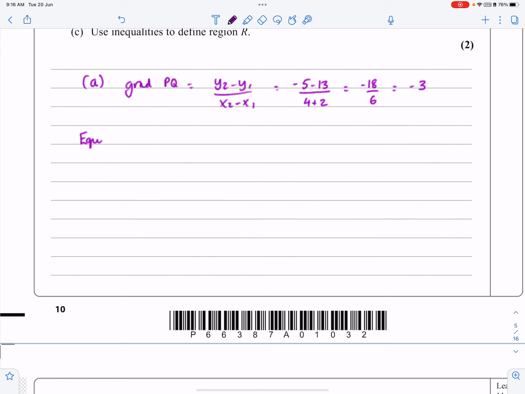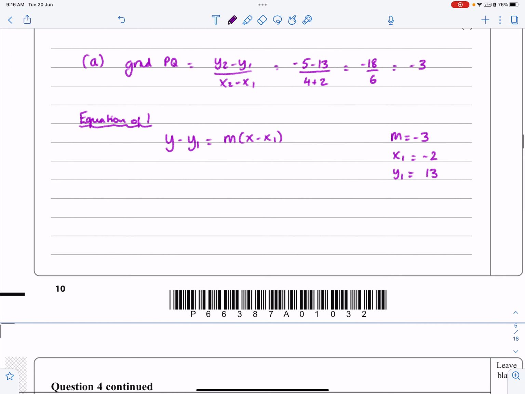The equation of L then is going to be the equation I just quoted a couple of seconds ago. y minus y1 is equal to m(x minus x1), and I always write down what I've got. So I've got that m is equal to minus 3. For x1 and y1, it's up to me which point I choose. I can choose the point 4, minus 5 or minus 2, 13. I'm going to choose the point minus 2, 13. It makes no difference which one you choose. Put all the information in.